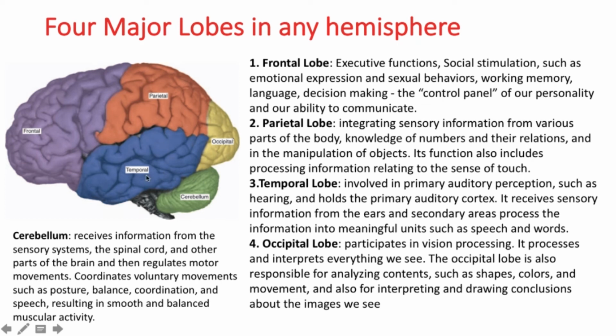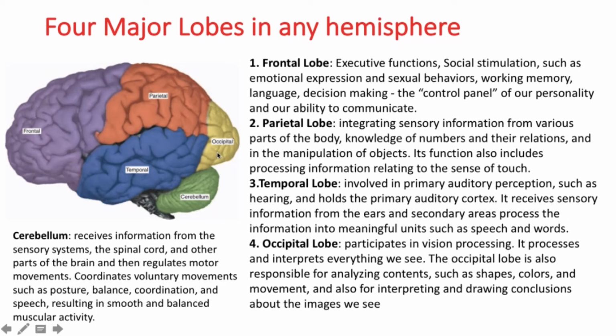Then we have the temporal lobe, which has the primary auditory perception such as hearing, and holds the primary auditory cortex region. It also receives sensory information from the ears. Secondary areas process the information into meaningful units such as speech and words. Also, the temporal lobe takes part in, as I told you, speech recognition and stability, and also in some part depth recognition.